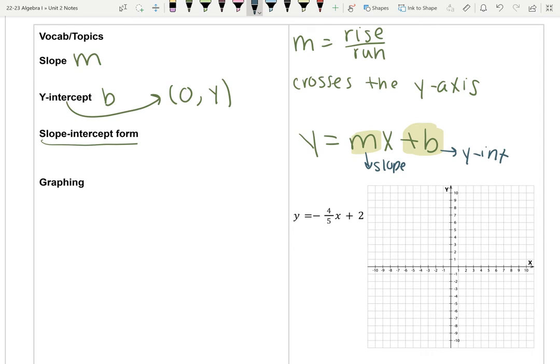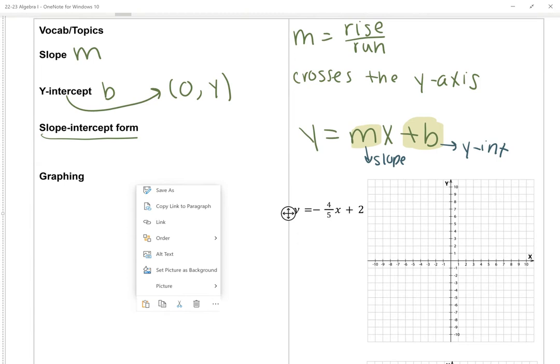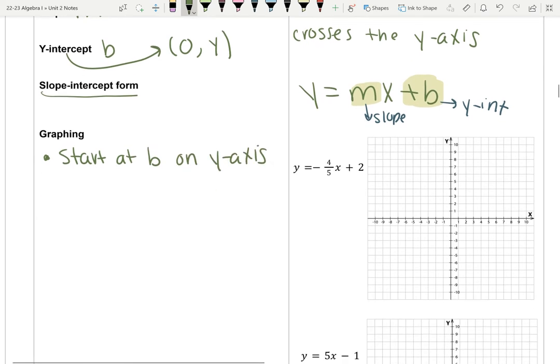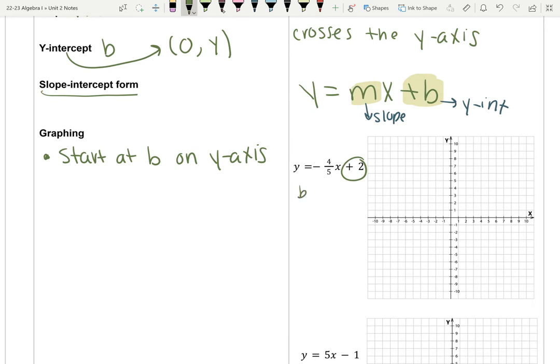So for graphing, I'm going to give you a list of steps to follow as you are graphing. Hopefully this helps you if you haven't done this before. The first thing we need to do is start at b on the y-axis. For this one over here to the right, my b is 2. So I'm going to start on the y-axis and make a point on 2. The next thing I'm going to do is rise over run. So I'm going to find my slope.